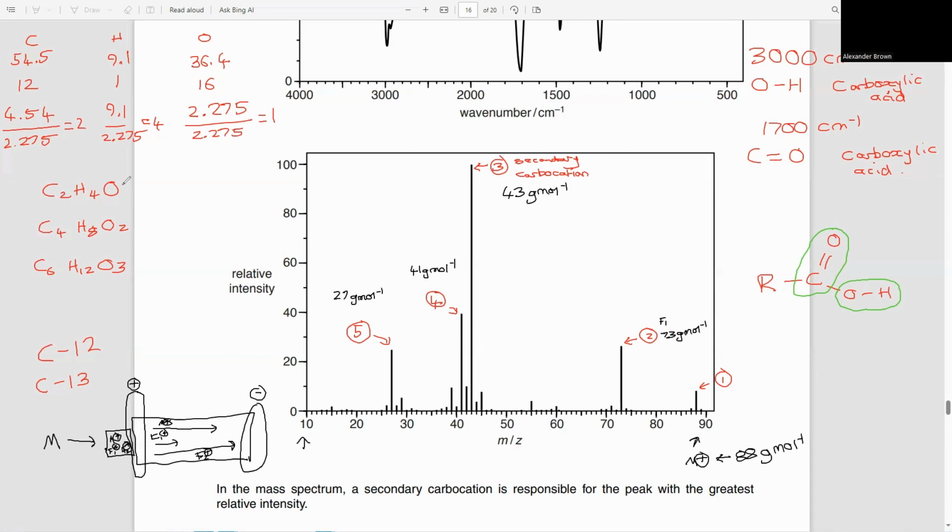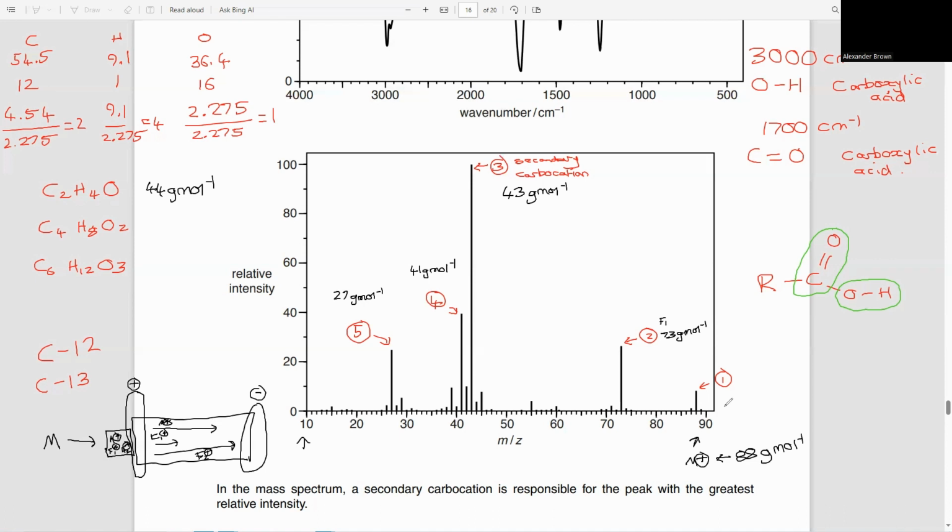We had C2H4O, C4H8O2, and C6H12O3. Now let's work out what the molar mass would be for each of these. So if we had C2H4O, the mass would be 44 grams per mole. So it can't be that one. That's too light because our actual compound, compound C, has 88 grams per mole.